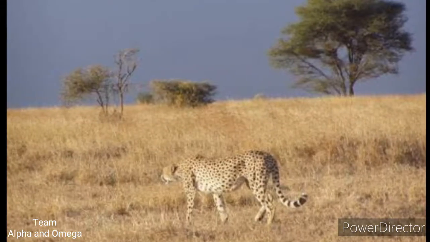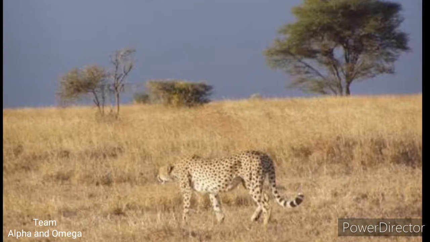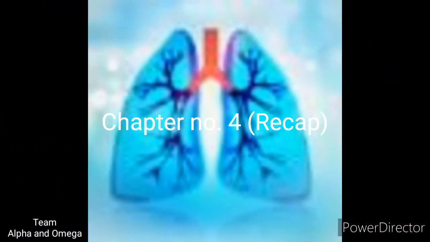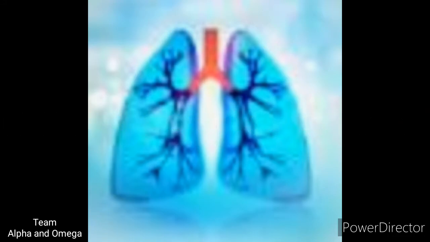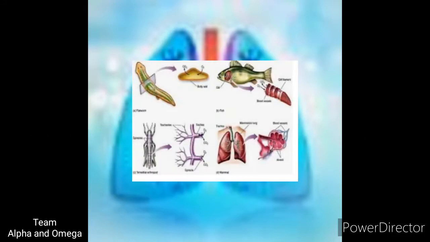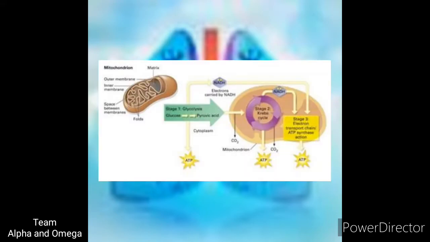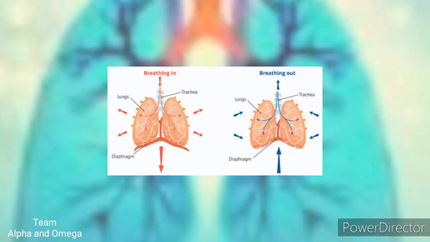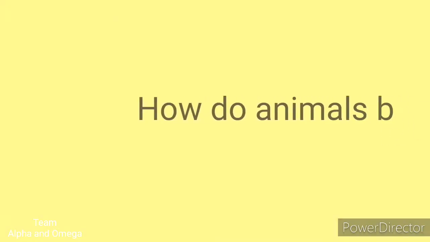First of all, I'd like to remind you that we have already learned in chapter number 4 that all animals respire, that is, they take in oxygen and use it to get energy from foods. Taking in oxygen and giving out carbon dioxide from the body is called breathing. Alright, so now let's see how animals breathe.